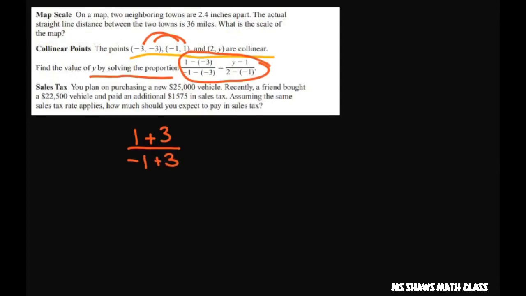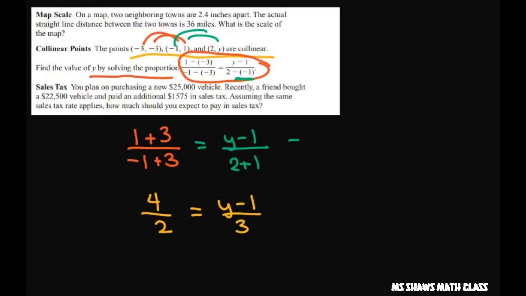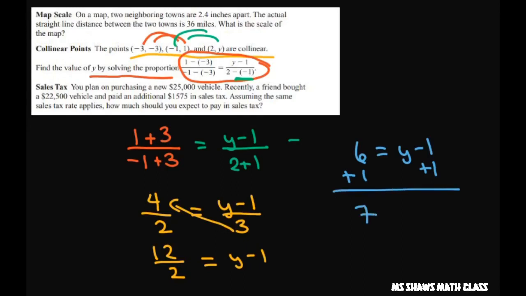So they use this slope, and now they're using this slope. And they get y minus 1, and this is going to be plus, so 2 plus 1. So simplifying this, we're going to get 4 divided by 2 equals y minus 1 divided by 3. So as I cross multiply here, I get 12 divided by 2 equals y minus 1. Simplifying, that gives us 6 equals y minus 1. Add 1 to both sides of the equation and you get 7 equals y.